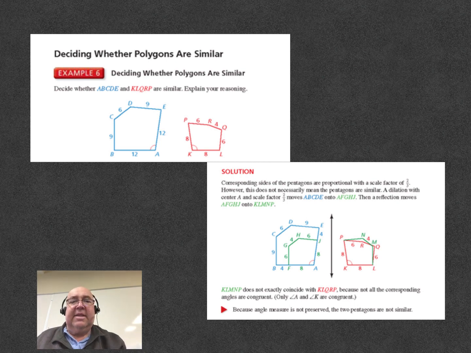Lastly, wanting to look to see if these two polygons are similar, what they actually end up doing is they translate and shrink the polygons and show you that the angles are not congruent.